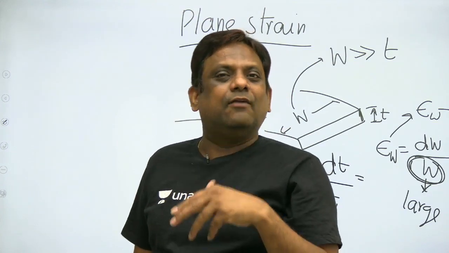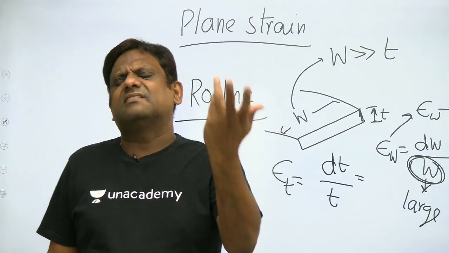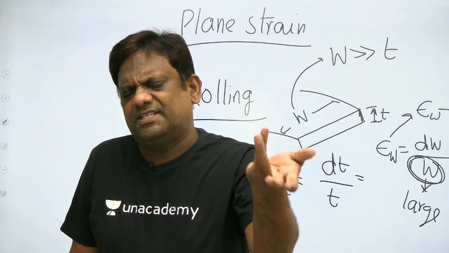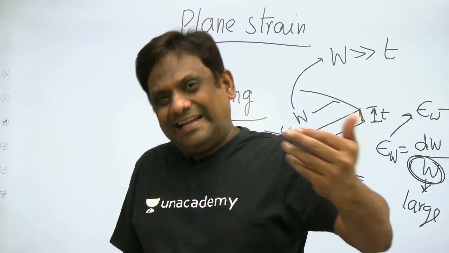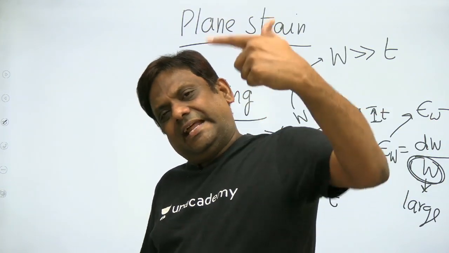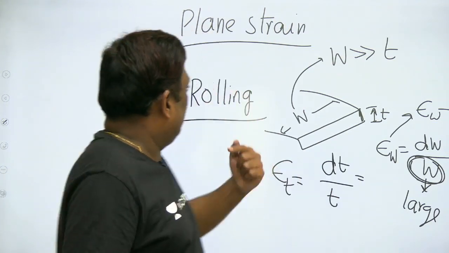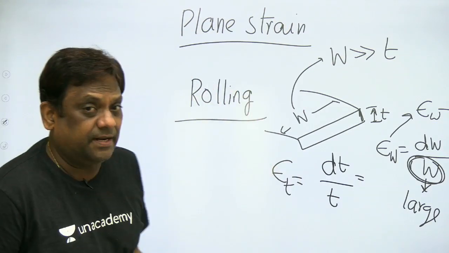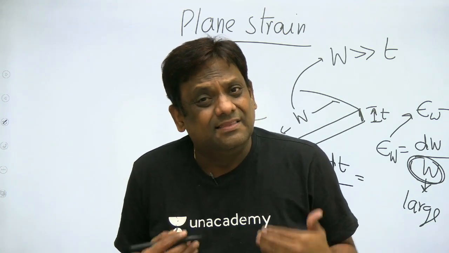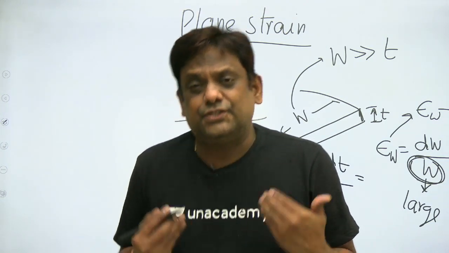Example, rolling. And what is the example for plane stress? Thin cylinders. In thin cylinders, one of the dimensions is very small. So therefore, the stress in the Z direction is almost negligible. Excellent, my dear students. Now we will see. So what is plane strain? It is a condition where the strain in one of the directions is zero.